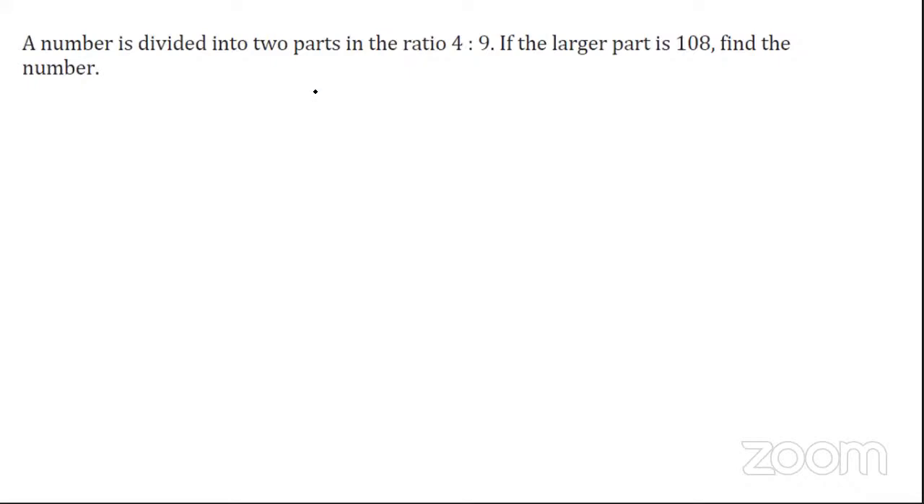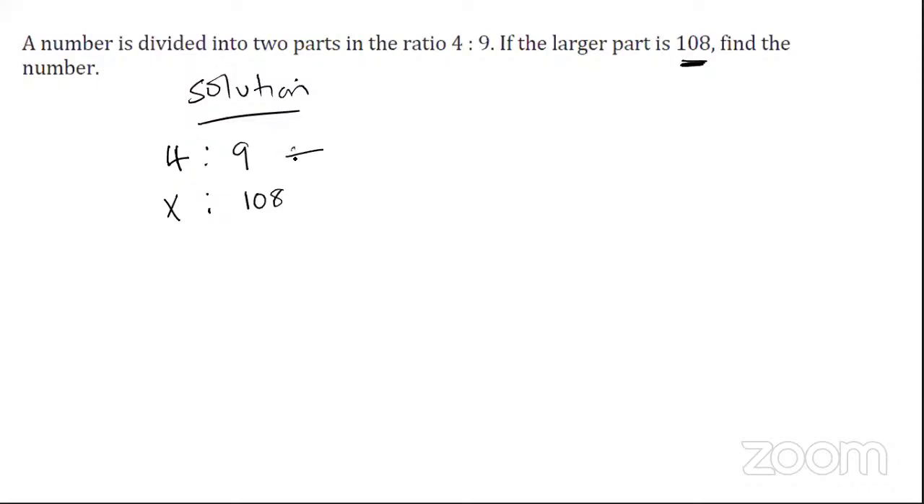So we are saying a number is divided into two parts. A number is divided into two parts, and the parts of the ratio are 4 to 9. Now, if the larger part is 108, we are to find the number, meaning the larger part is this one here, 108. And this one we do not know. We are now analyzing our question.